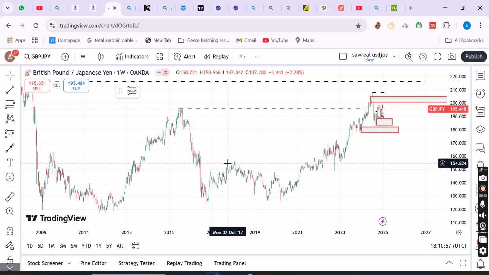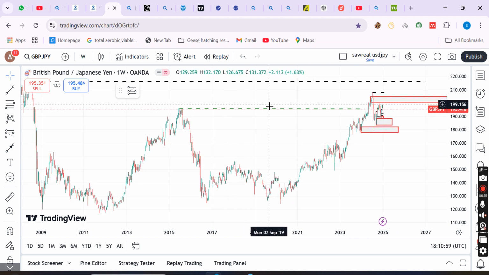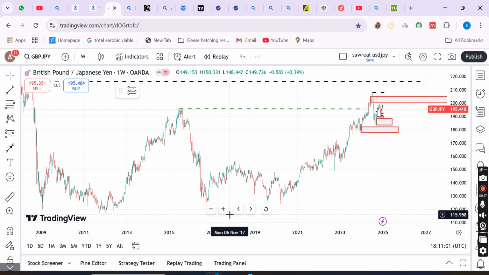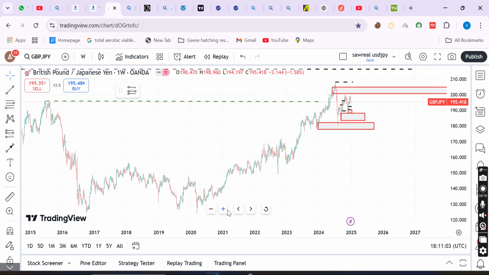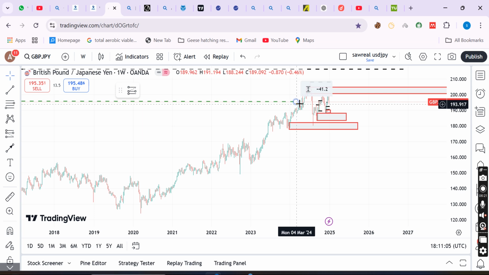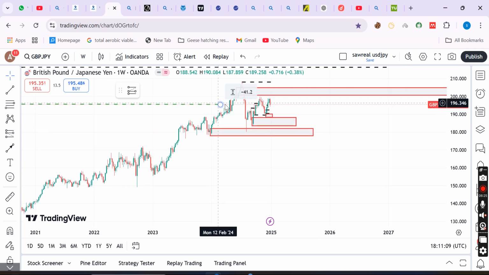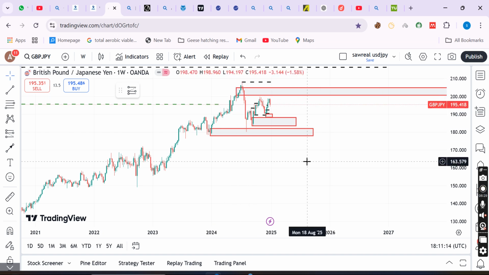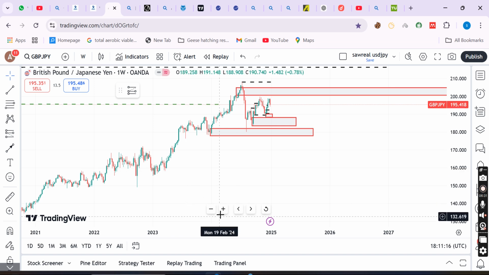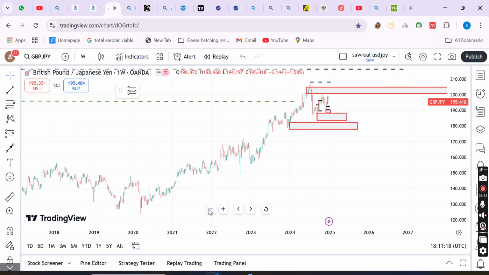So this was what I marked as a break of structure. You can see it much more clearly on the weekly, right? You can see where price is. Full body candle, so that is a full break of structure. So price wants to be bullish. Price has given us intention to be bullish.